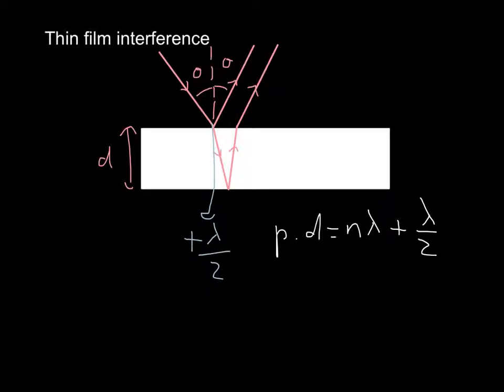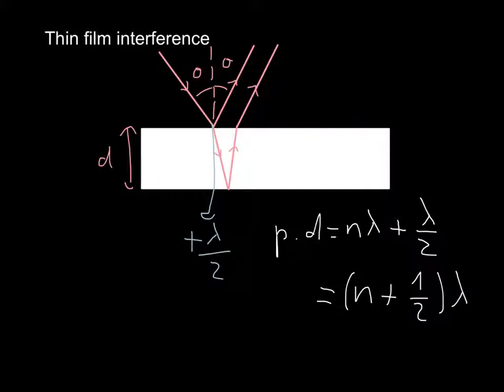Therefore, if we put this together, we really get n plus 1/2 of lambda. Now normally this is the condition for destructive interference, but in our case this is a condition for constructive interference, because remember, this would give us constructive interference if there wasn't any reflection here, but because there is one, we need to add 1/2 here. Okay, so we will get constructive interference every time that the path difference is this much.